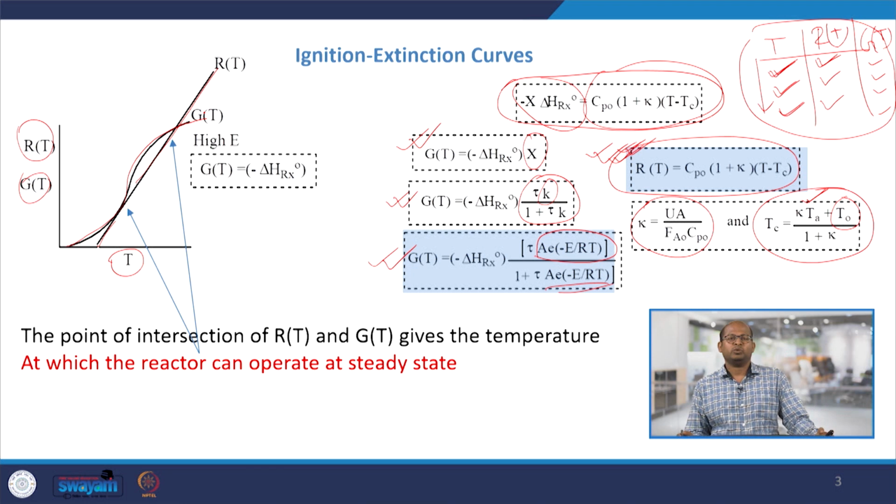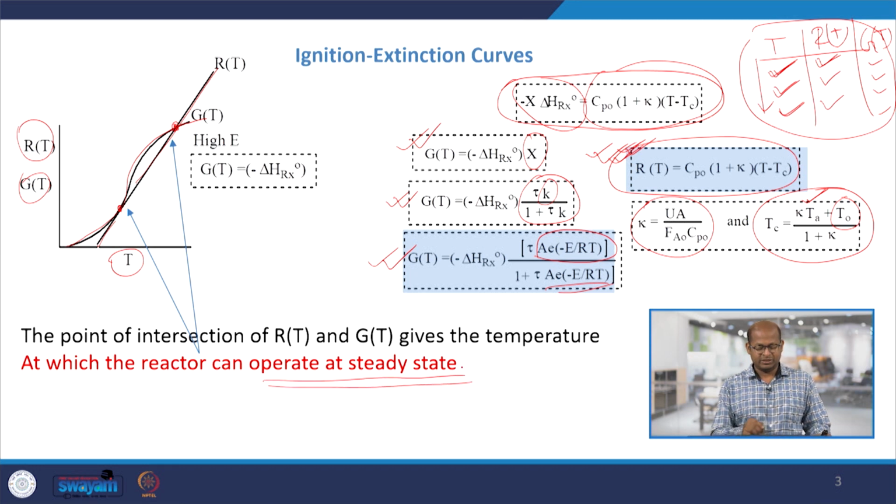Both curves, the heat generation curve and the heat removal line, look like this in general. For a particular example, both intersect at this point and this point. Here heat removal and heat generation are the same, meaning the reactor will operate at steady state. These two points are steady state temperature 1 and steady state temperature 2. These are the temperatures at which we can operate the reactor.